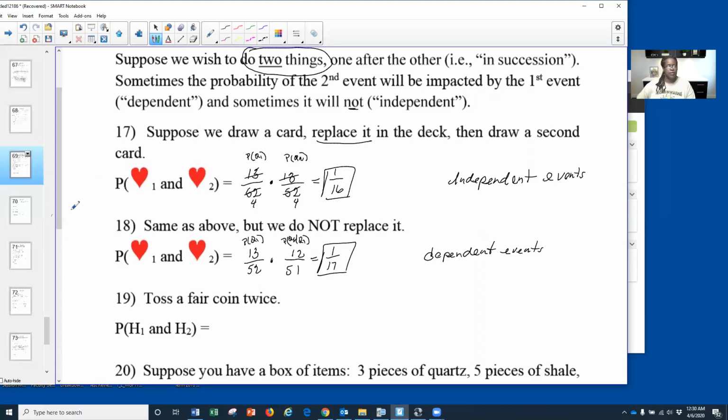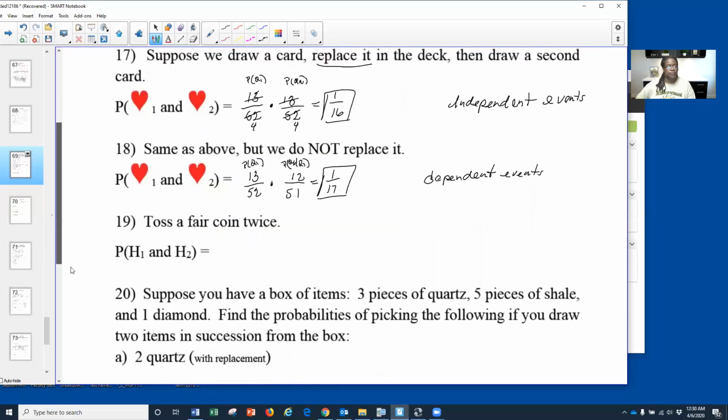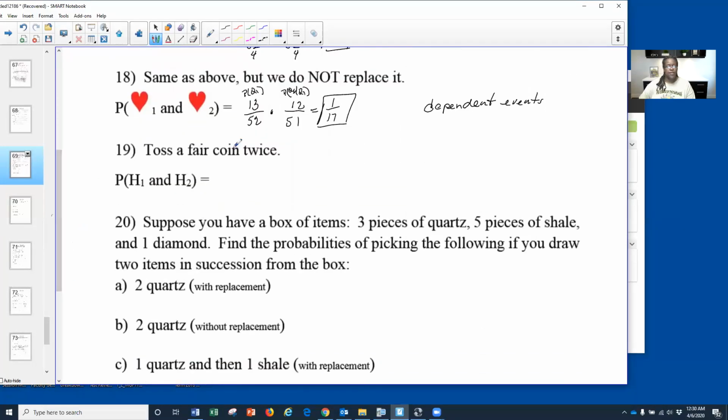All right, let's move on. Toss a fair coin twice. So we have this coin. Could be a penny, a nickel, a quarter, but it's fair. Fair means it's balanced, okay? No hidden things going on. You toss it, falls down, it's a head. You toss it again, second time, it's a head. Now, because it's a fair coin, the coin has a side head or side tail.